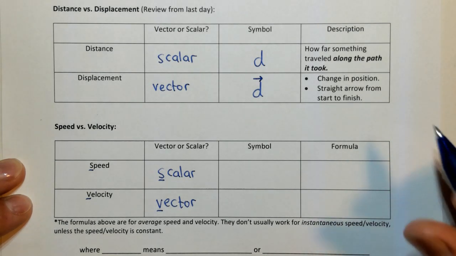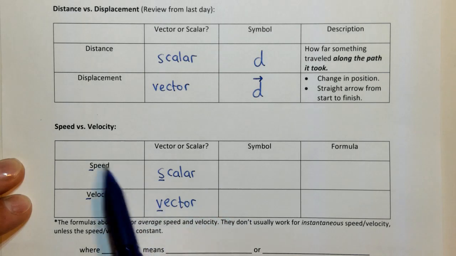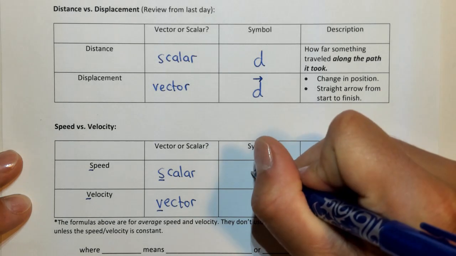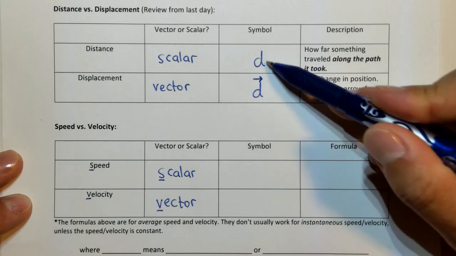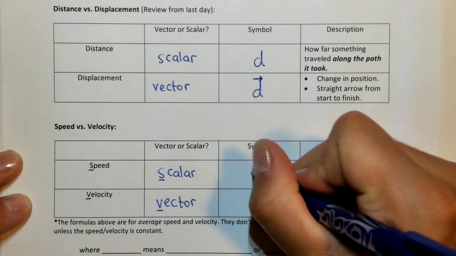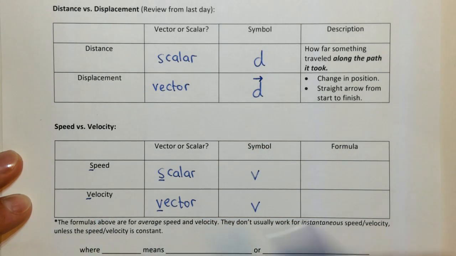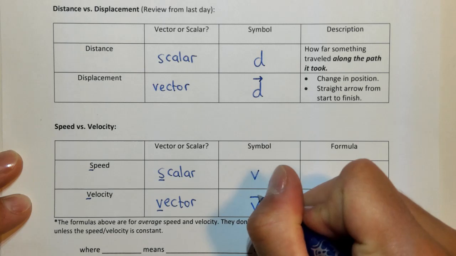Now, again, we're going to want to be able to use these in formulas. We don't want to write the whole word out every time, so we're going to come up with a symbol for them. And we're going to use the symbol, just like we used D for both of these, we're going to use V for both of these. But again, the one that's a vector is going to have a vector hat on it.